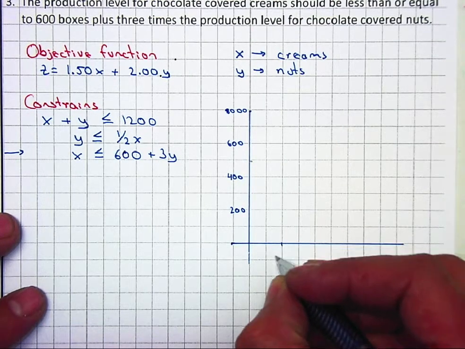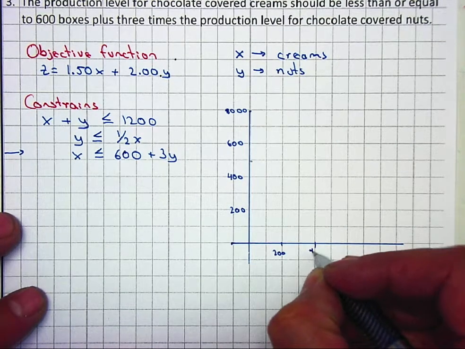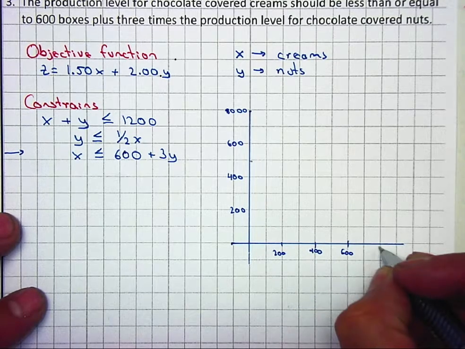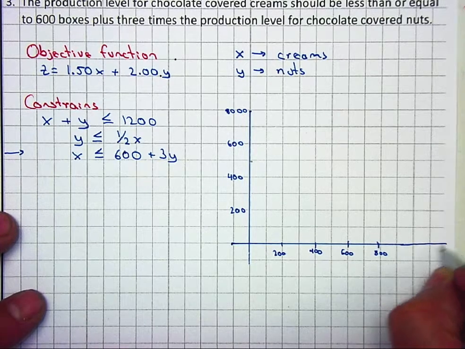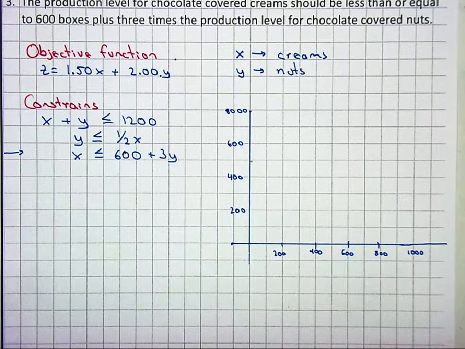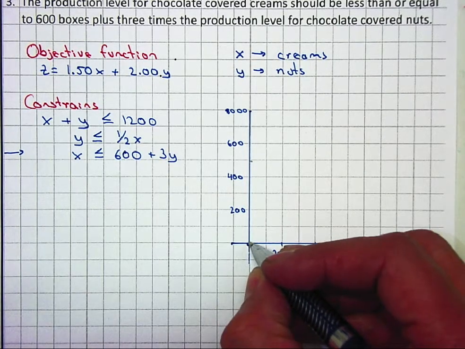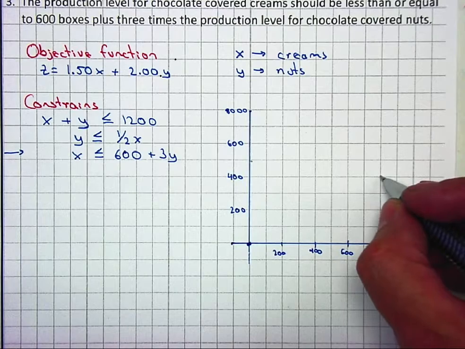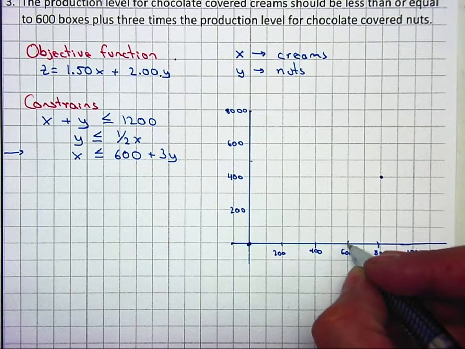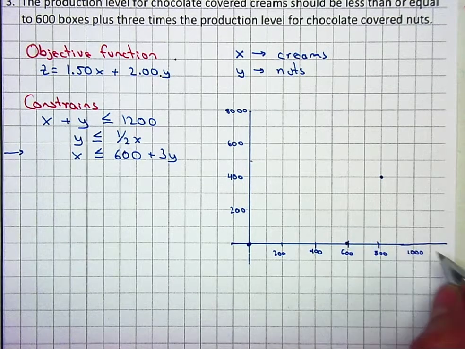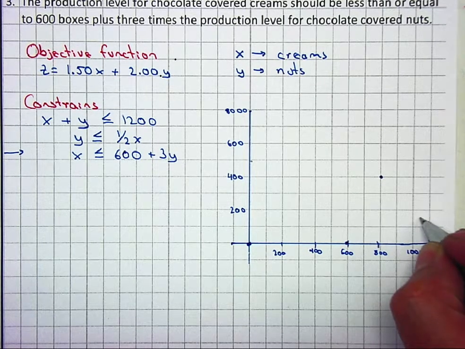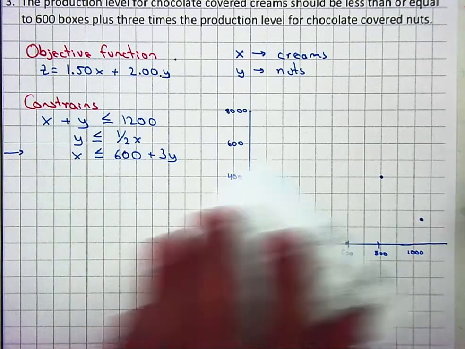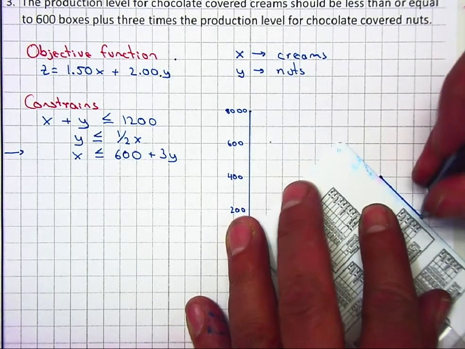I'm going to do the same thing for my x-axis, 200, 400, 600, 800, and so on. 1000 and 1200. My vertices are at 0, 0, at 800 and 400, at 600, 0, and at 1050, 150. I'm going to enclose my regions.